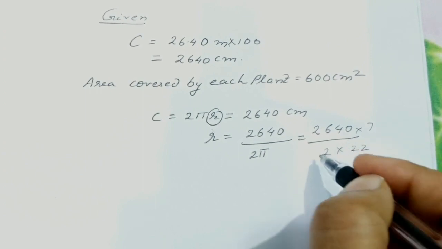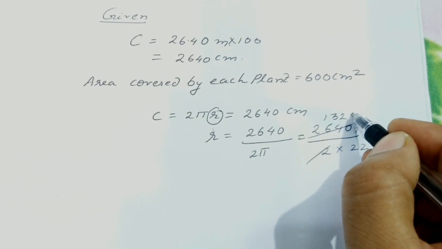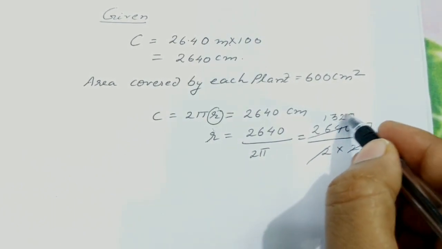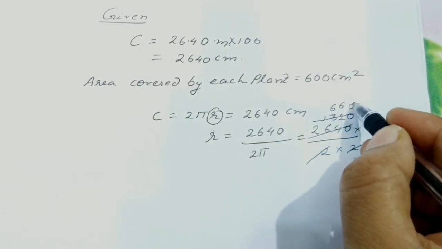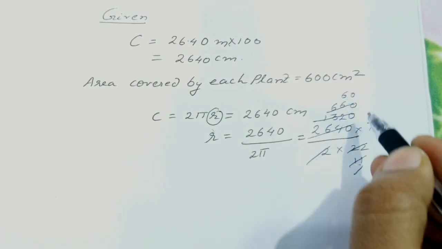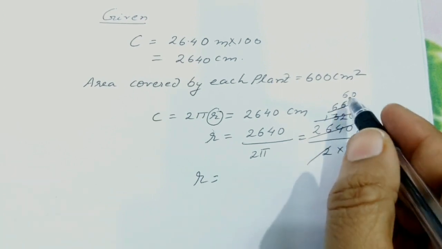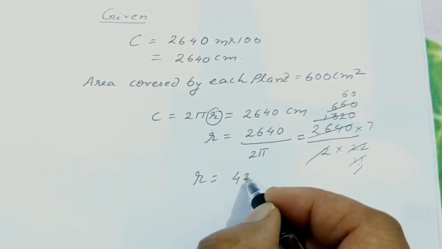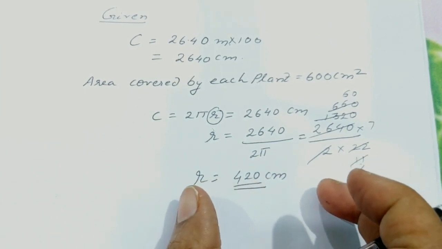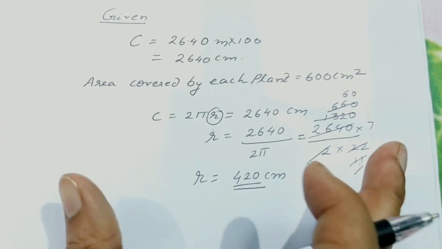Let's simplify, cancel by 2: 2 ones are 2, 2 threes are 6, 2 twos are 4, 0. Cancel these 2 by 2, it will go 11 times, this will go 6 twos are 12, 6 twos are 12 and 0. So again cancel these 2 by 11, 11 ones are 11, 60 times. So 60 into 7, the radius of the circle is 60 into 7, which is 420 centimeter.